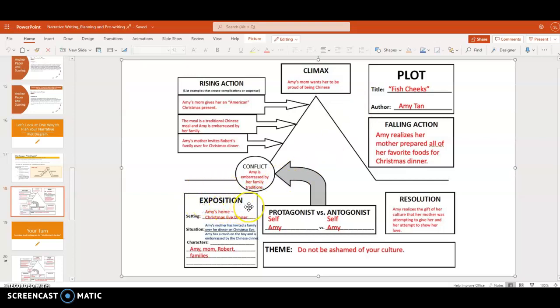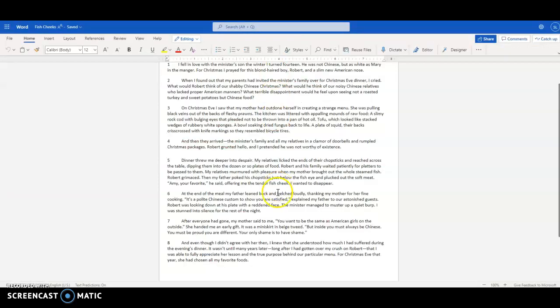When we're talking about exposition, we're talking about the beginning of the story. This is where the author is creating a setting, introducing us to characters, and giving us the situation. What is the scenario at the very beginning of the text? So let's look at our text.